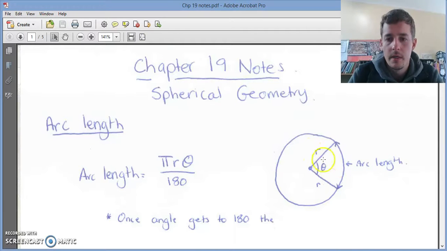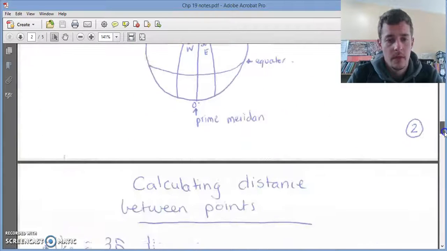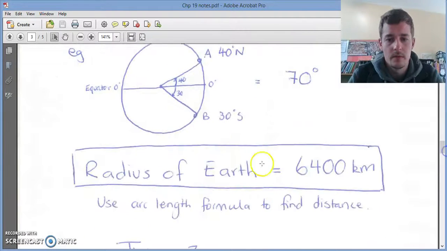And there is an example of a 2D diagram of arc length. Now, what is the radius of Earth? Our radius is 6,400 kilometers. So that's what we'd use in terms of the R for our formula. So using the arc length formula to find distance, we need our degrees, we've got our radius, just plug it into the calculator.